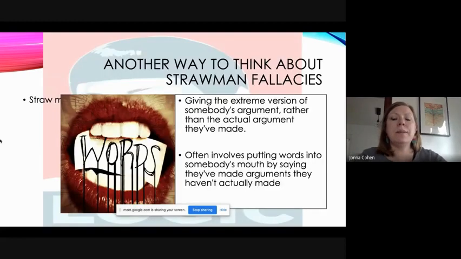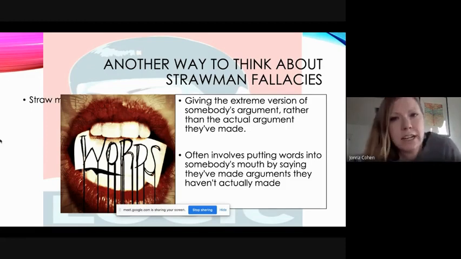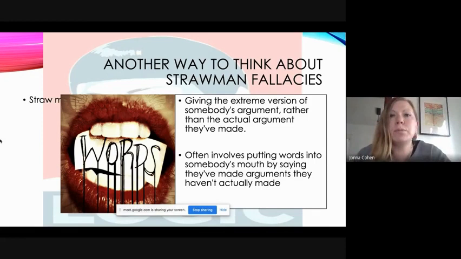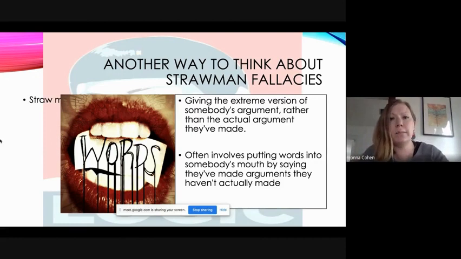Here's another way to think about straw man fallacies. It's giving the extreme version of someone else's arguments rather than the actual argument they made. This often involves putting words into someone else's mouth by saying they made an argument that they didn't actually make. So sometimes people will say that, right? You put words in my mouth. And that's a straw man argument when someone is trying to change the argument to a weaker argument and then defeat that argument. Let's take a look at some examples.